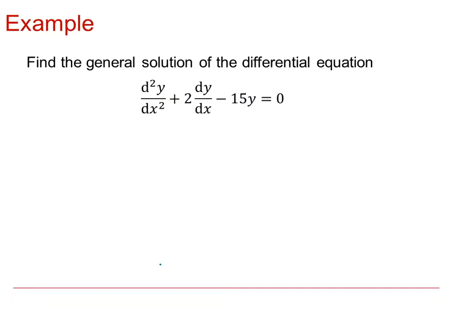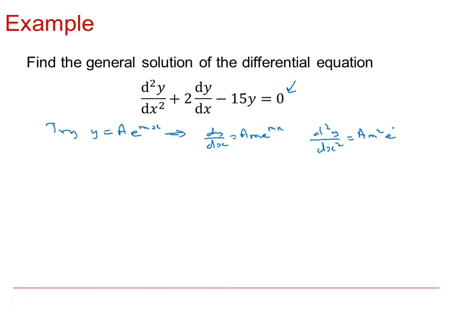So here is a second order linear homogeneous equation. Remember, it's homogeneous because it adds up to 0, equals 0 on the right hand side, and I am going to try y equals a e to the mx as my general solution. And if I differentiate this once, I get a m e to the mx, and I differentiate that again, I get a m squared e to the mx.